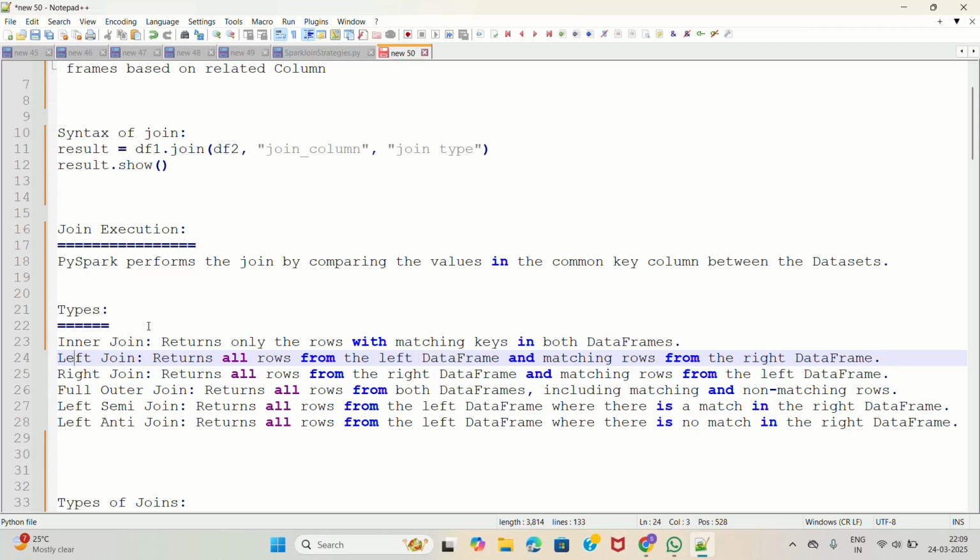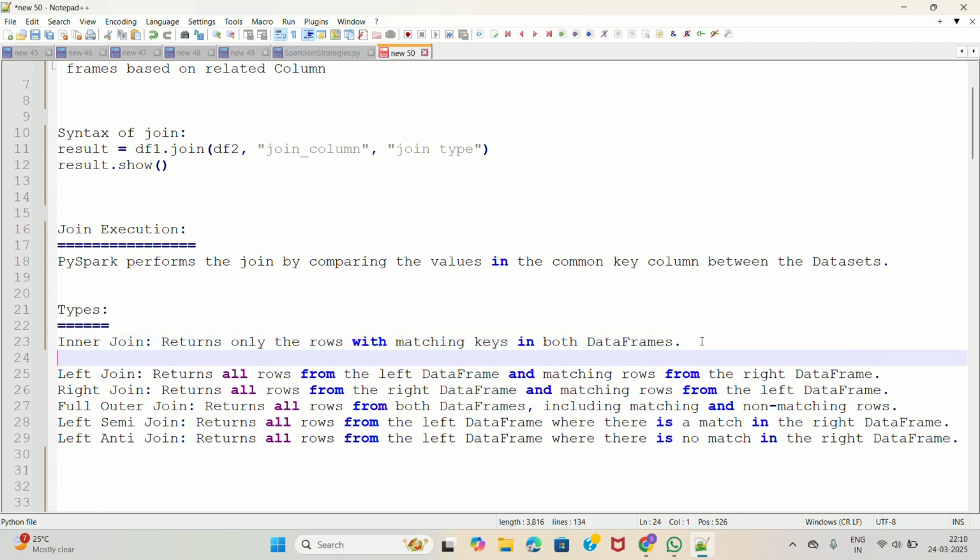If you talk about the major ones, the inner join returns only the matching rows, with matching keys in both data frames. Generally, an inner join retrieves the data which exists in both data sets.